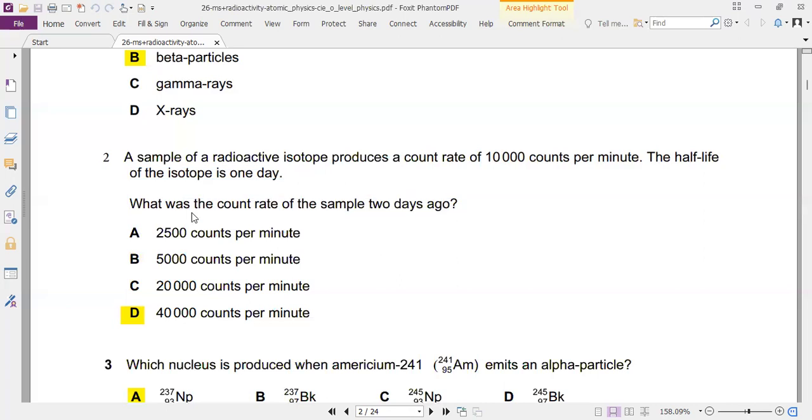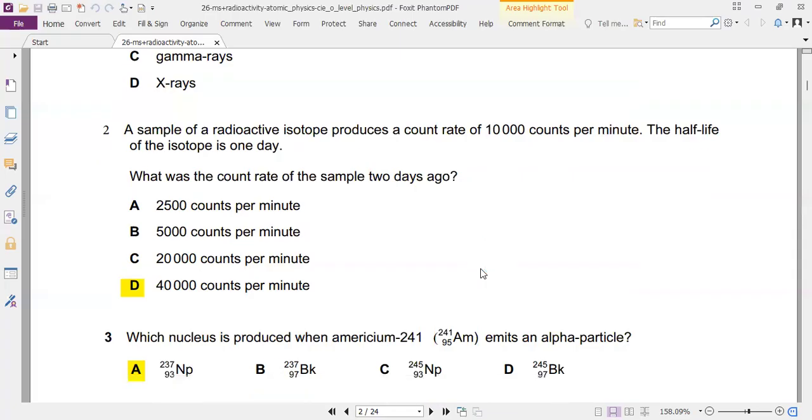Half-life is 1 day. What was the count 2 days ago? Well, if you go back 1 day and double the 10,000, it becomes 20,000. Go back another day and double the 20,000, that becomes 40,000. Very simple way of doing it.